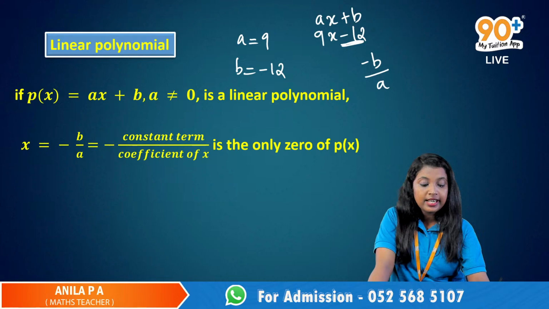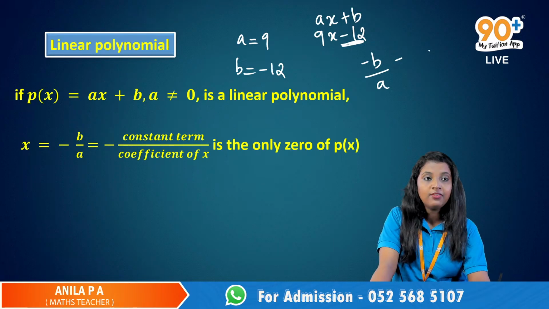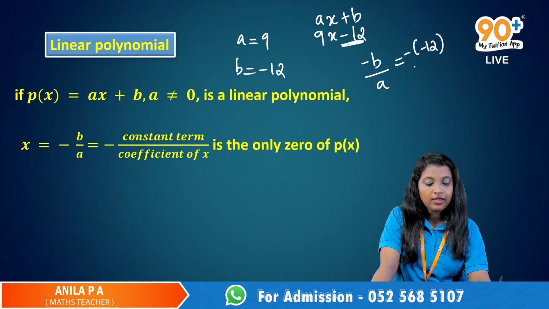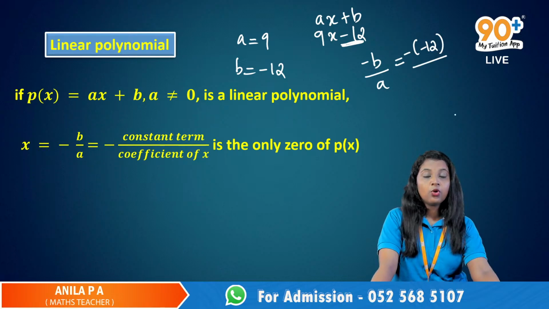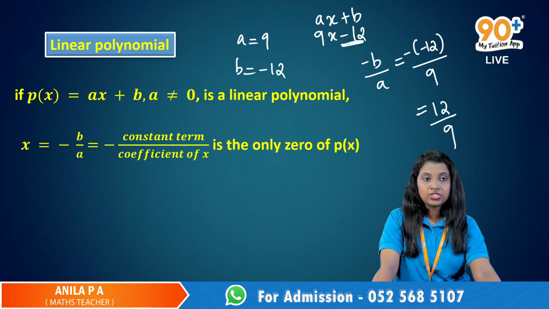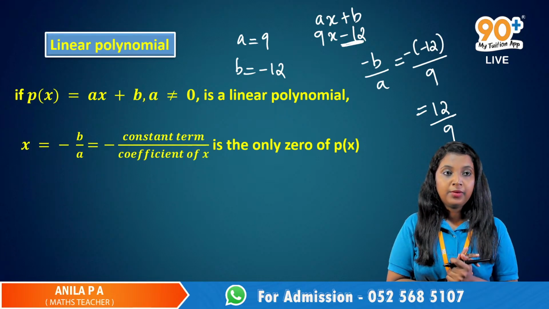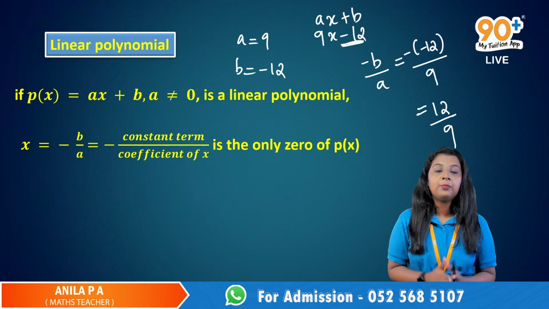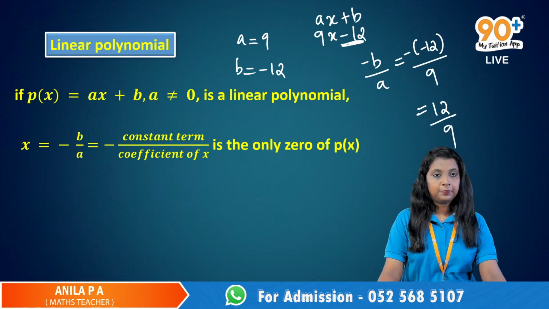So when we consider negative b by a, that will be equal to negative of negative 12 divided by 9, that is 12 by 9, which will be the zero of this polynomial, or you can simplify it. So this is how you find the zeros of a linear polynomial. Negative b by a. The zero of a linear polynomial will be equal to negative b by a.